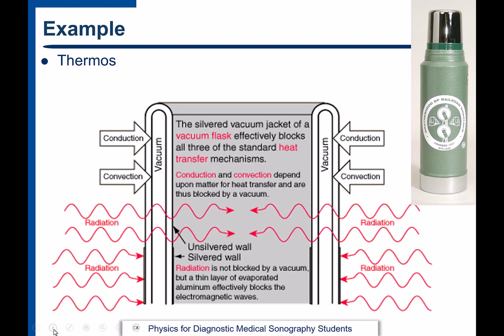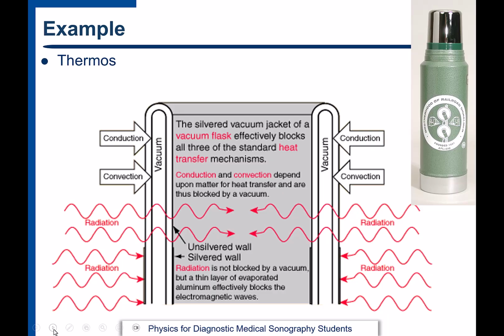Let's end with this final example, which is how does a thermos work? So if you think about what you're trying to do with a thermos, you're trying to either keep something hot, hot, or something cold, cold. And we know that heat can be transferred three different ways: conduction, convection, and radiation. So if we want to stop that, we've got to stop all three.